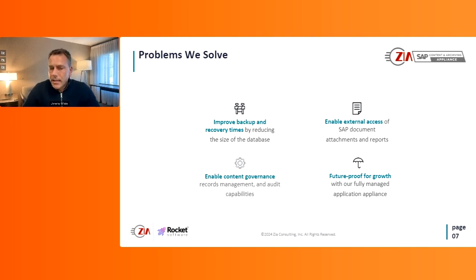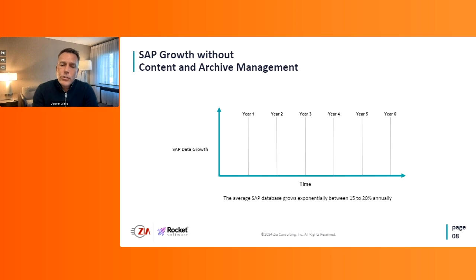Enabling external access, the things around governance, records management. We have a couple of different approaches. We have a full records management module, but we can also leverage ILM. We are an SAP certified solution for both ILM as well as Archive Link, and for ECC as well as S/4HANA. And one of the other things is future-proofing for growth. So this is a fully managed service. It's a fully managed appliance, taking all that administrative burden away so that you can focus on your business at hand. So let's take a quick look.